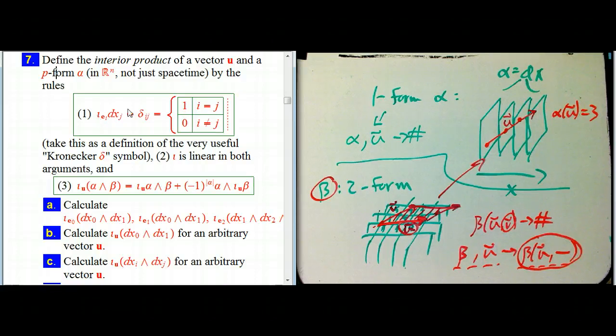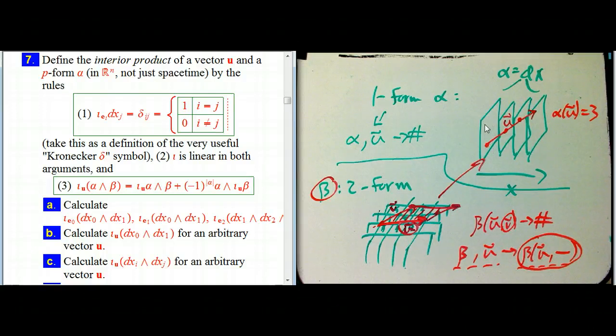And what I first want to do is define the iota with a vector, and here it's going to be one of the basis vectors e_i, acting on one of our basis 1-forms dx^j. Well, the idea there is it's supposed to replicate a 1-form acting on a vector. And there, if I had dx and I had a vector in the e_1 direction, for example, then I'd get 1.